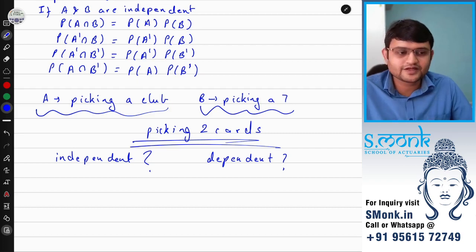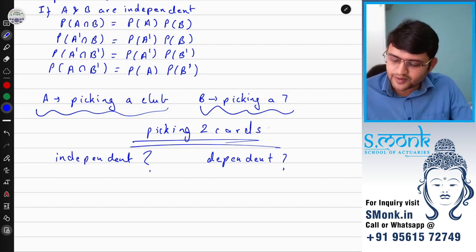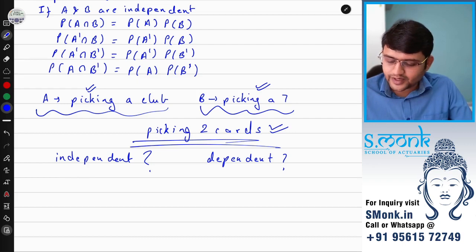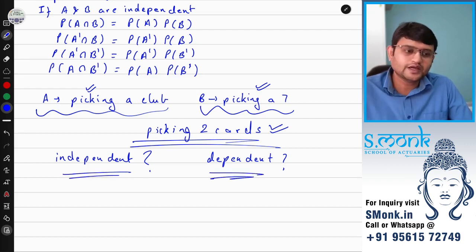So now tell me whether they are going to be independent or dependent. I hope everybody understands. Now we are picking two cards and we are finding a probability. For the first card we are going to say picking a club. In the second card we are going to say picking a 7. So whether they are going to be independent or dependent.